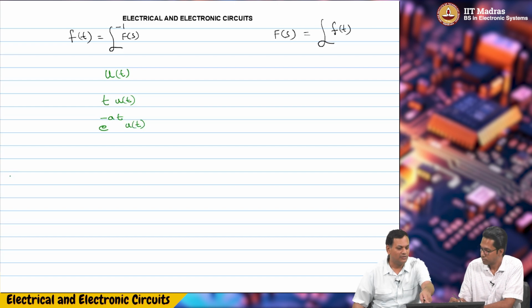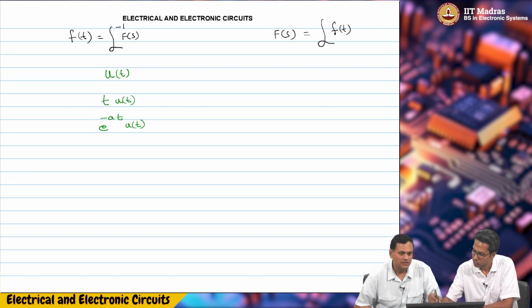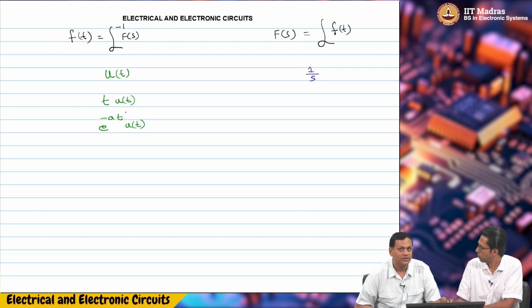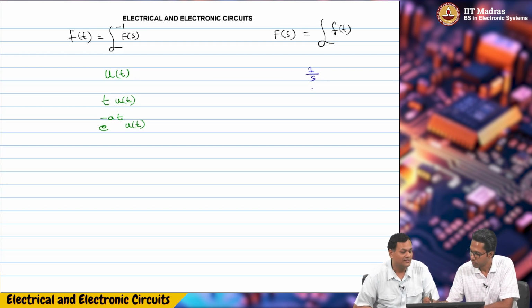Okay. So maybe let's write down the Laplace transform of these. So I remember u of t, the DC value for positive, was 1 over s. And this t was 1 by s squared. Is that right? Yeah.